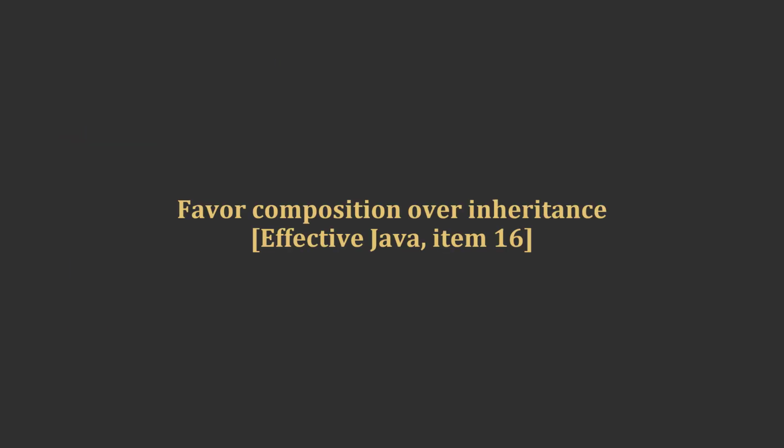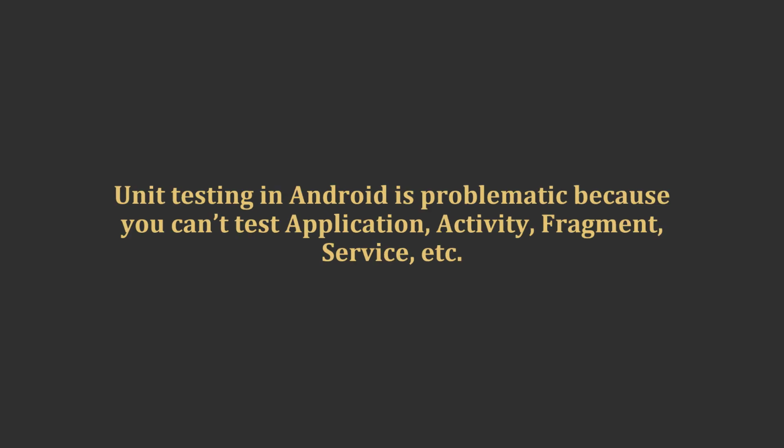Joshua Bloch, in his famous book Effective Java, suggested that developers should favor composition over inheritance. Android framework forces you to inherit from its 1,000 lines long classes all over the place. It's a stunning example of what happens when inheritance is abused. Okay, in summary, unit testing in Android is problematic because you can't test Application, Activity, Fragment, Service, etc. objects.